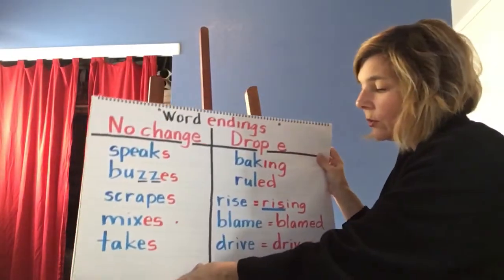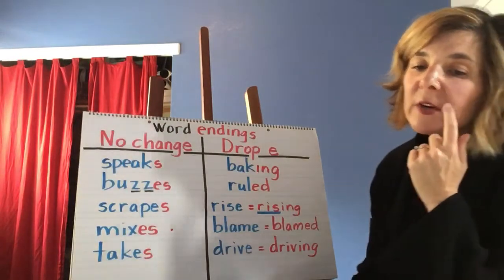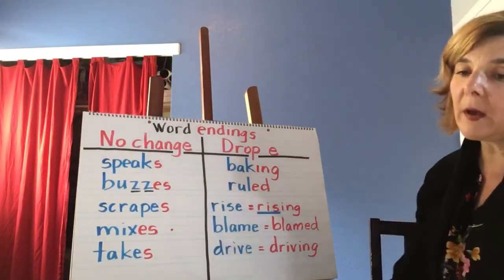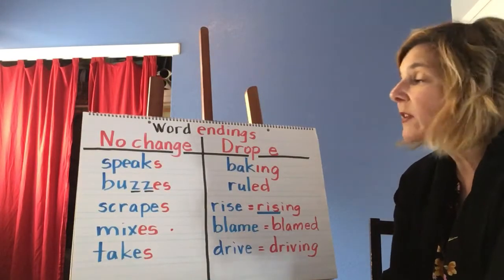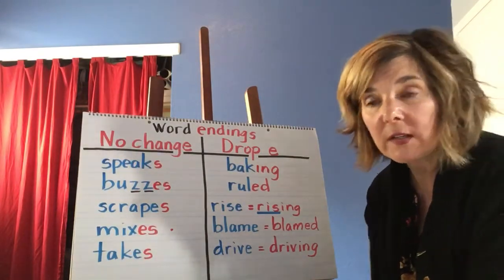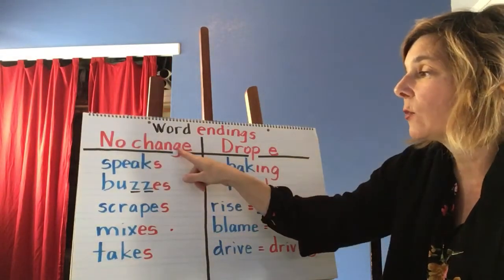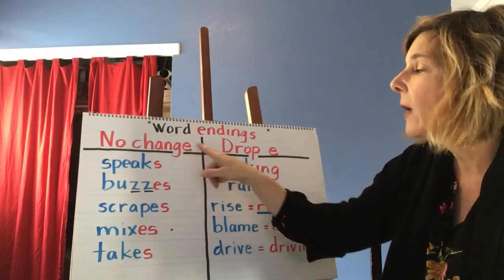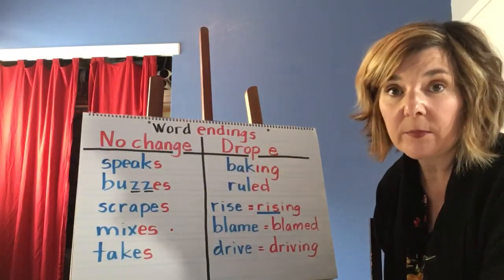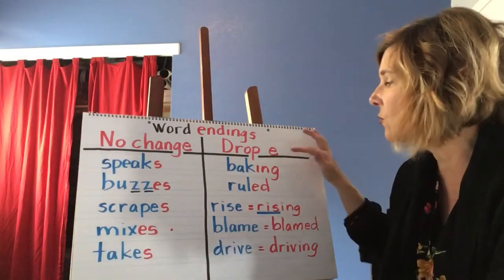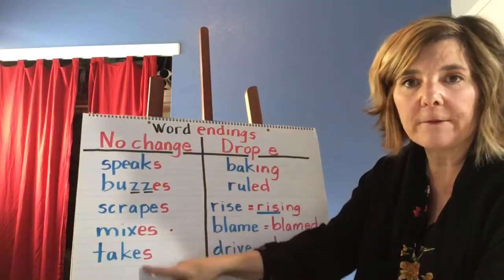Now I'm going to sort words today. Okay, so I'm using word endings, and I'm going to sort words by words that drop a silent E when an ending is added, and base words that don't change when an ending is added. All right? So words that have no change when an ending is added, and words that change, so they drop that silent E. If there's a silent E in the word, it gets dropped to add an ending. Okay, let's work on this side first.